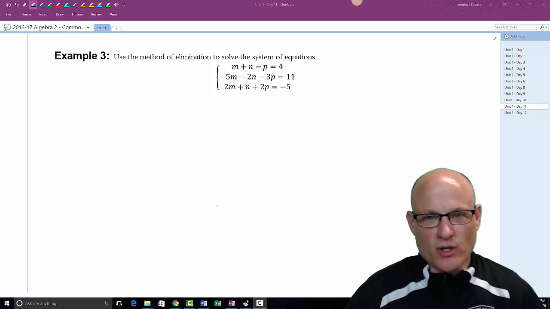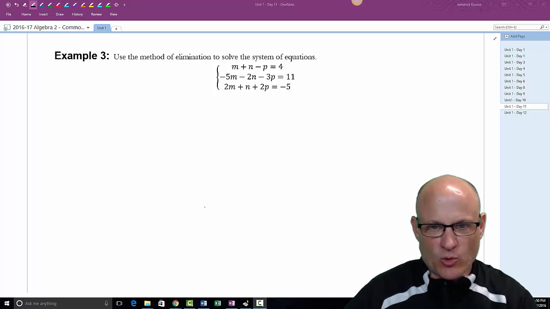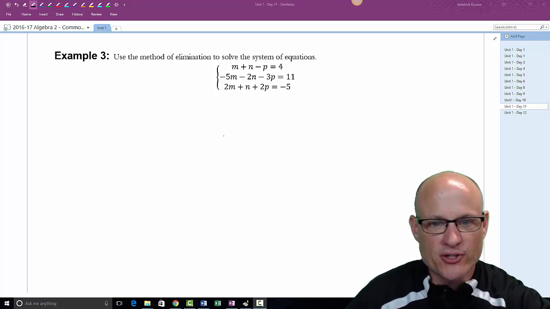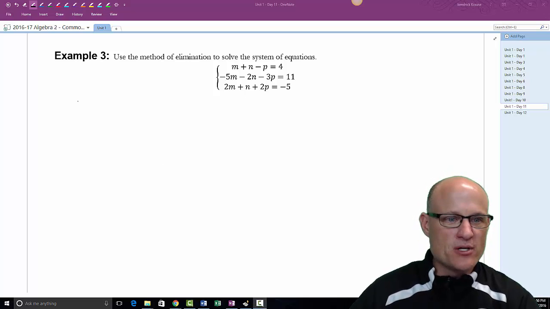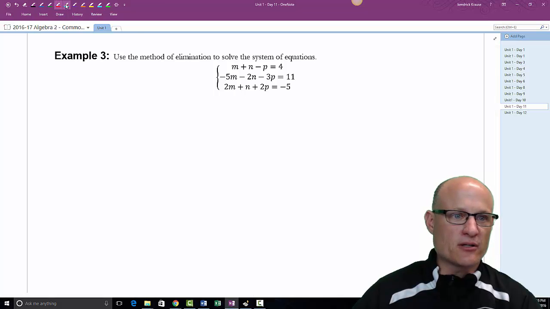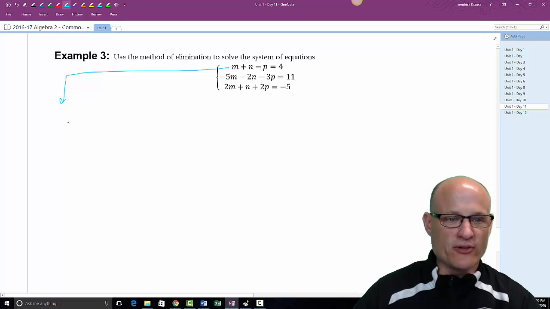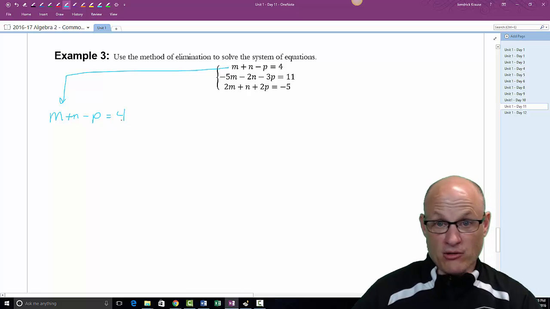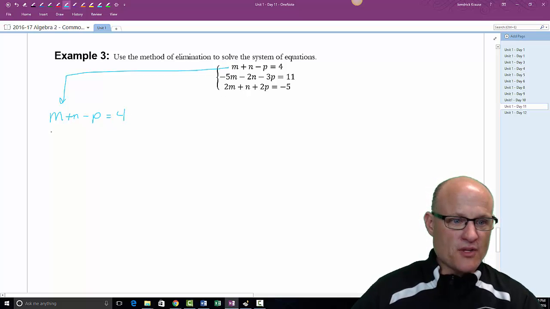Okay, back to a harder one. It's harder because there's no simple equation like we had in that last one. So it's not as easy. So let's take this first equation. Let's pick a different color. Blue. I like blue. Let's take this first equation and let's solve it for m. So m is equal to 4 minus n plus p.